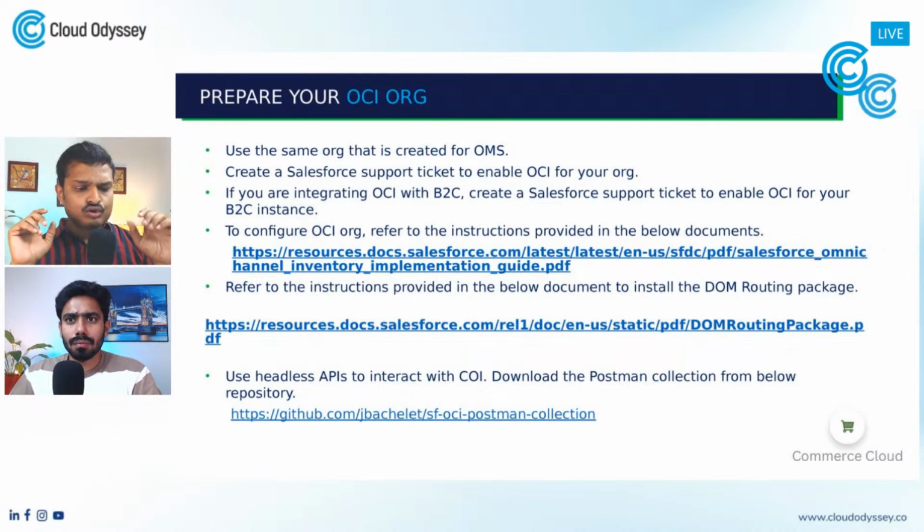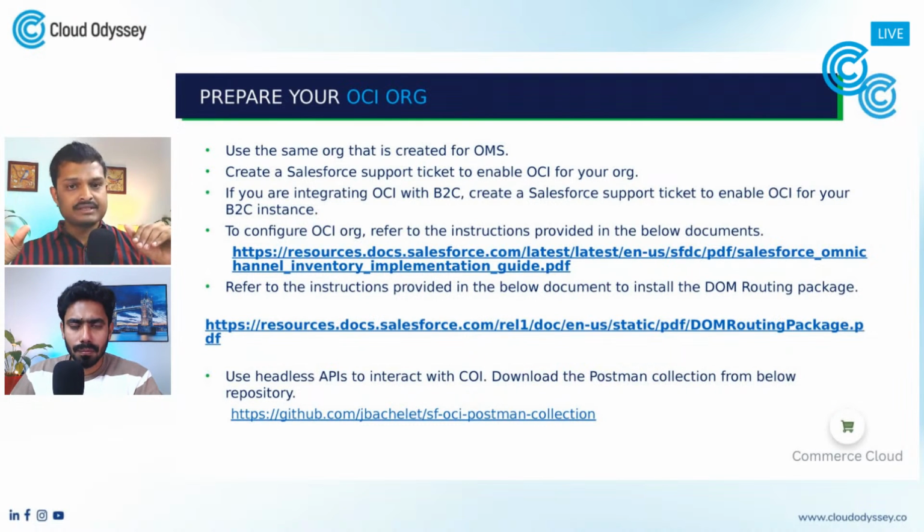To interact with the OCI in this case, we need some APIs to update the data in the OCI using headless APIs. The headless API Postman collection is provided here. How to use it to update the inventory in OCI, we will show in a minute practically. For now, keep in mind that whatever system, typically the WMS, is responsible for feeding the inventory to omni-channel inventory should use these headless APIs to update the inventory.